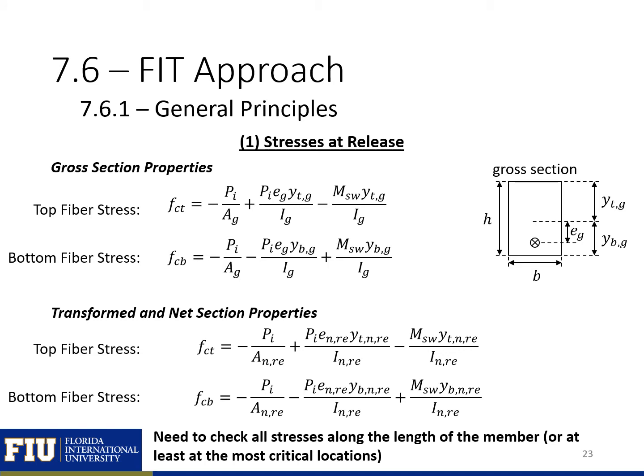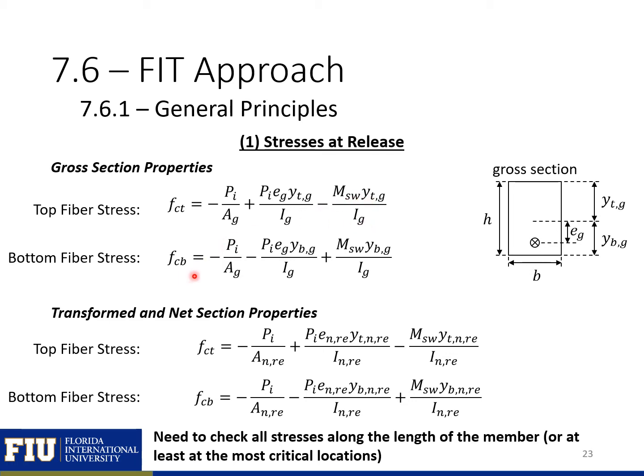Shown here are the equations to calculate our stresses at release using our gross section properties and our transformed and net section properties. Here you can see that we have a negative axial stress applied from our pre-stressing, so negative P over A. In the top fiber, the eccentricity of our strands is going to cause compression in the bottom and tension in the top. So we'll have a positive value here, so positive PE Y over I. And our moments are going to cause compression in the top and tension in the bottom. So we'll have a negative sign here, negative MY over I.